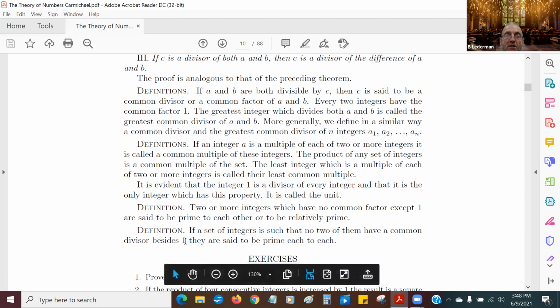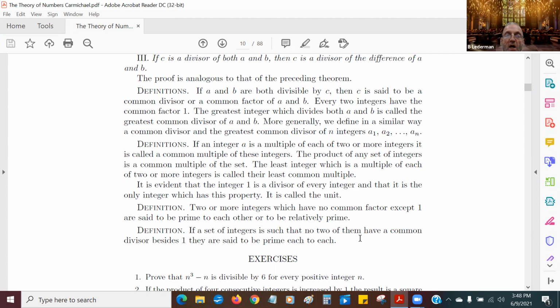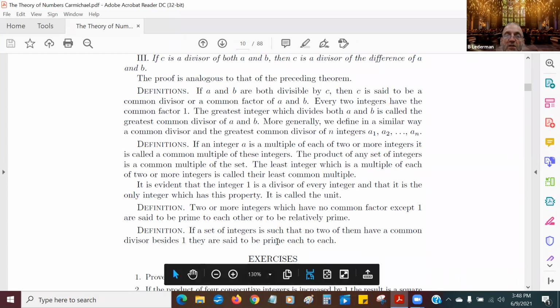Okay, next definition. If a set of integers is such that no two of them have a common divisor besides one, they are said to be prime to each other. So same idea.